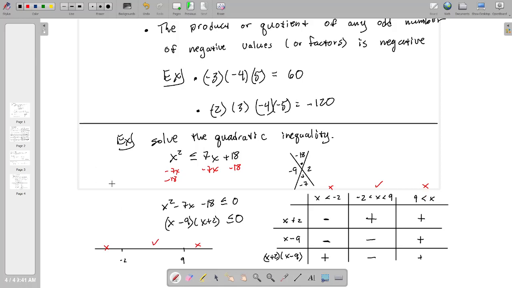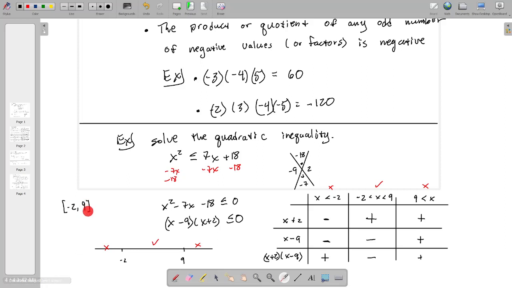So the only region in which this inequality is true is the region between -2 and 9. So our solution set is -2 to 9. Now we use brackets because it's less than or equal to 0. Now there are times where we won't use a bracket even though we're less than or equal to, and we'll see one in an example coming up, and I'll explain it when we get there. But for this particular example, we use brackets because we have less than or equal to 0.